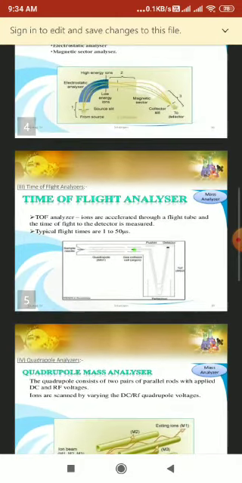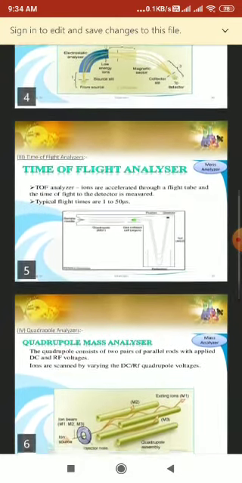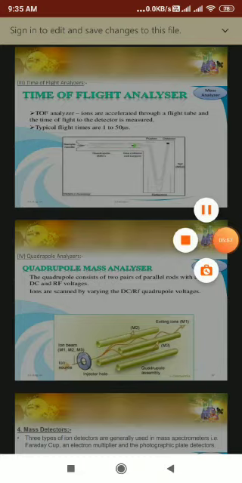Now the fourth type of analyzer is the quadrupole mass analyzer. In quadrupole analyzers, the sorting of ions according to their mass to charge ratio is done without the need of a magnetic field. The field is used to modify the motion of the ions so that only those ions having a narrow range of velocities or masses can be detected.